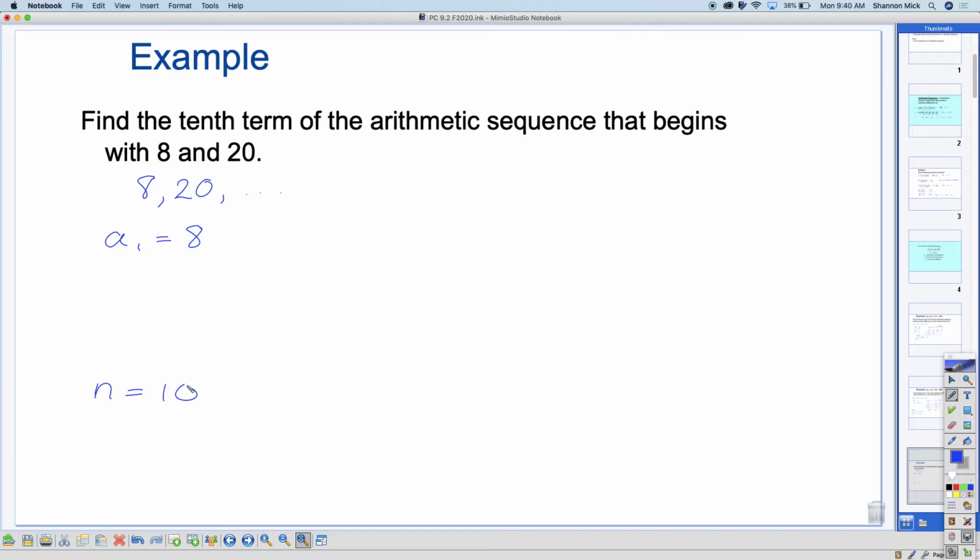But first, we're going to write the equation. How are you figuring this out? Because it says find the 10th term, so n is 10 when we actually go. To find the difference, we have to subtract. We have the first and second term. Can't we easily find that? The difference is 20 minus 8, so it's 12.